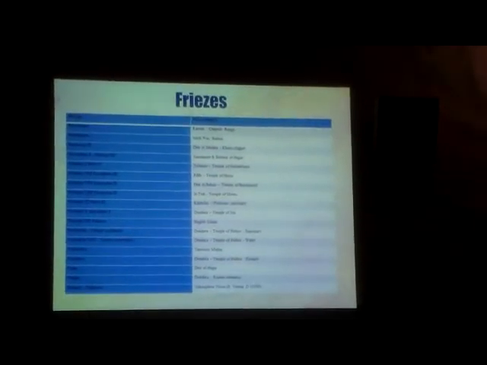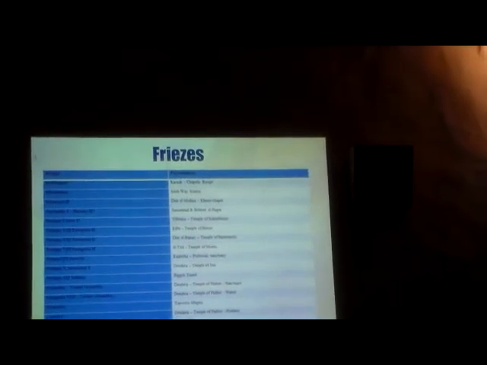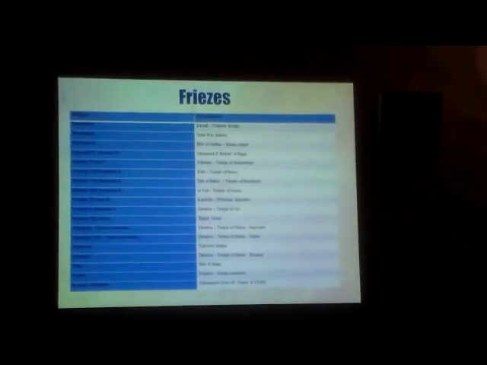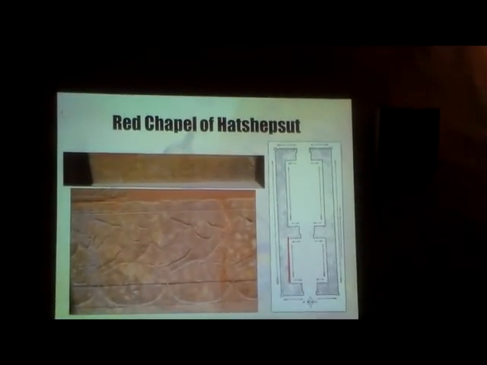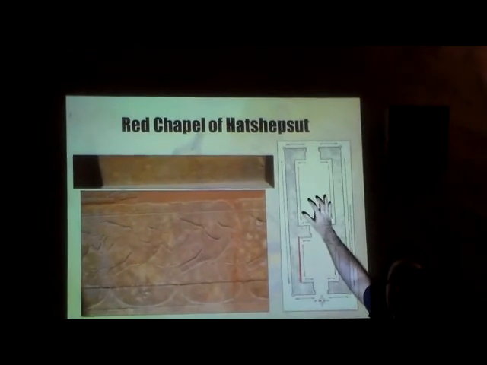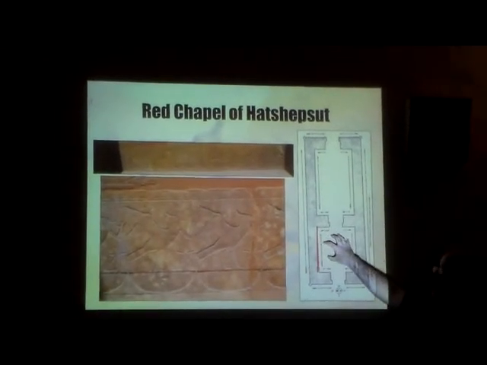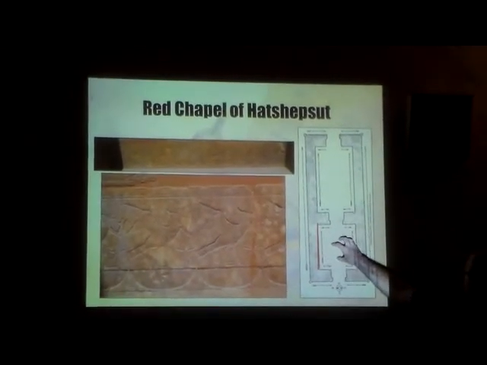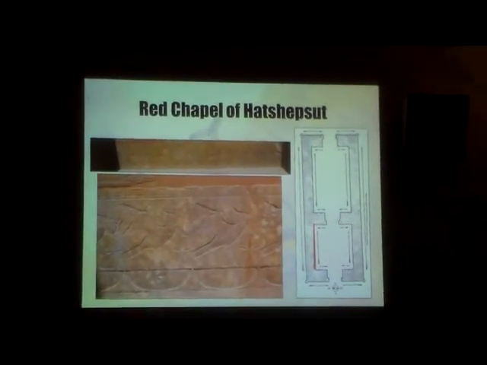So that's the columns. But you also have them in friezes, again from the reign of Hatshepsut right through to the Roman period. So the Red Chapel of Hatshepsut at Deir el-Bahri. If this was the Holy of Holies, where the statue of Amun would have been located, I find it very difficult to believe that this area would have been accessible to the general populace, if that's who they are.